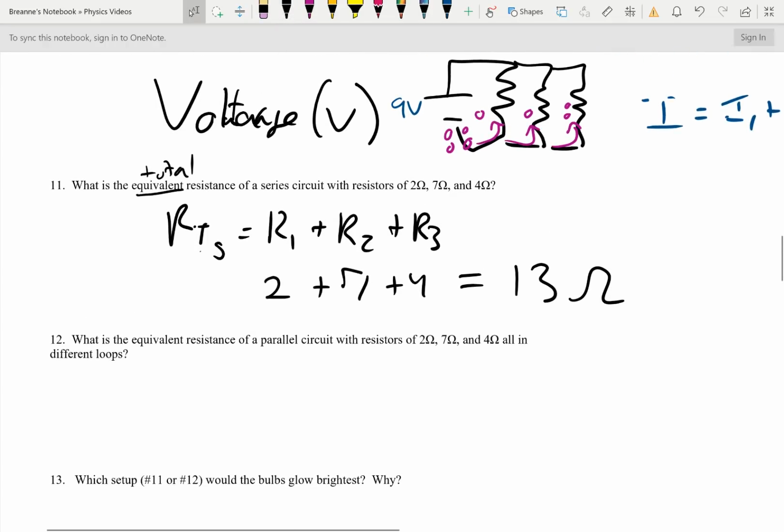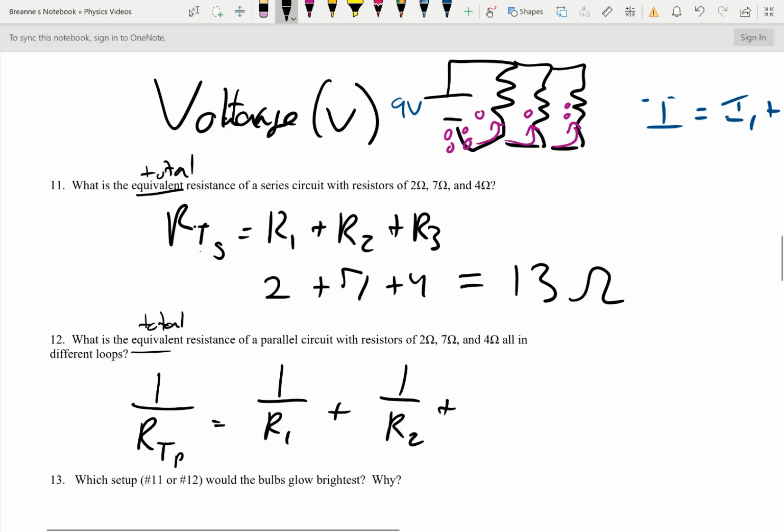Again, that just means total. For the parallel, you have to do 1 over your total: 1 over R1 plus 1 over R2 plus 1 over R3.